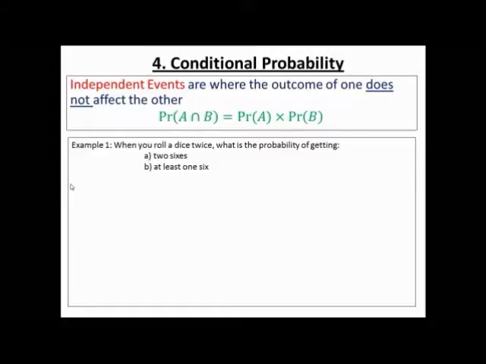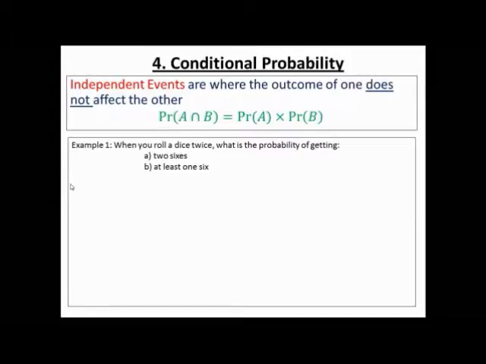So for example, say you got heads when you flipped a coin. If you flip the coin again, so that's your second event, the probability is still a half. It's not affected by whether or not you got a head or a tail the first time. So if the probabilities are not affected by one another, then those are independent events.